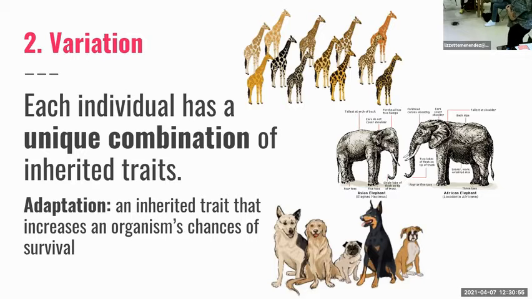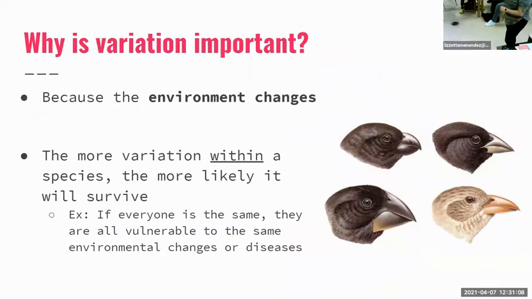So we could also talk about adaptations here. And adaptations are just inherited traits that increase the organism's chance for survival. So it's just a trait that better helps them survive in their environment. So variation is really important because environments change. And that's true for every single living thing.